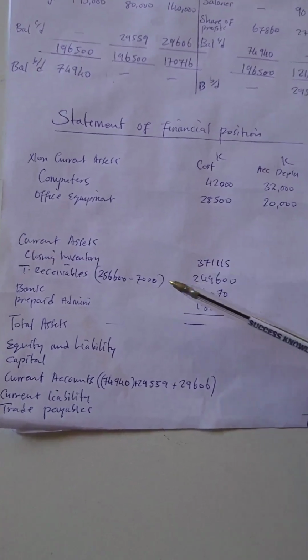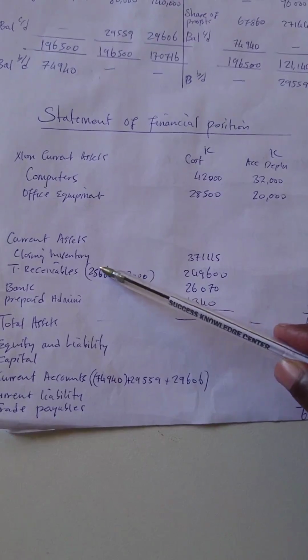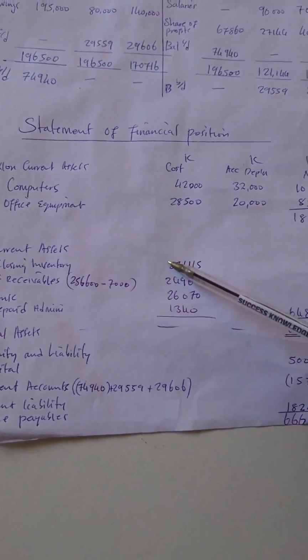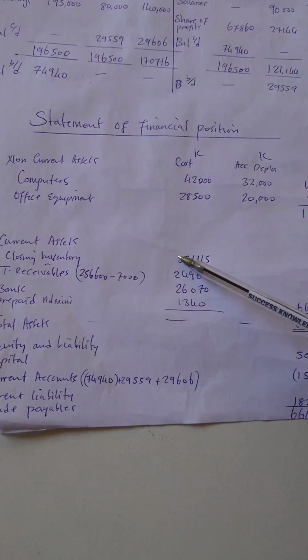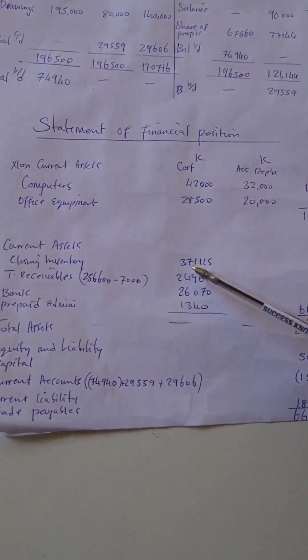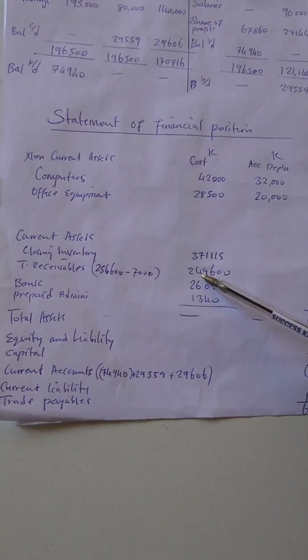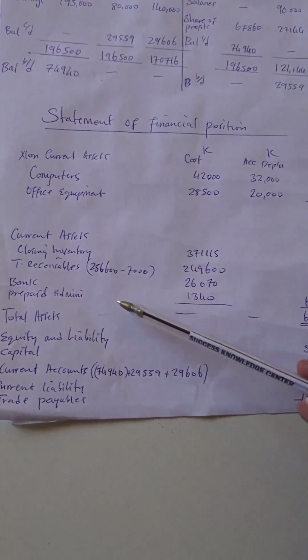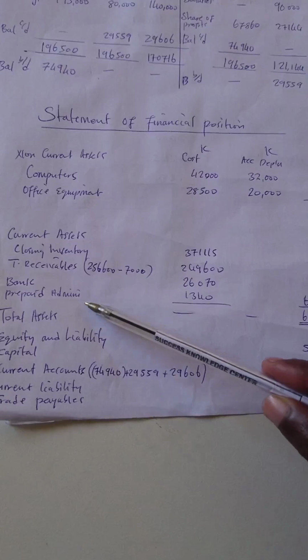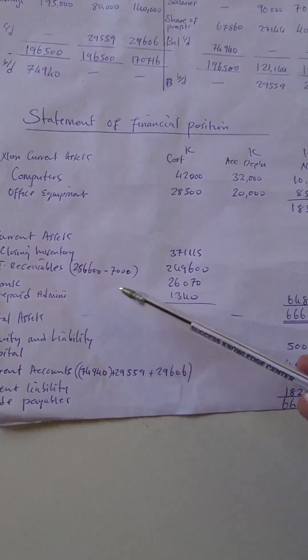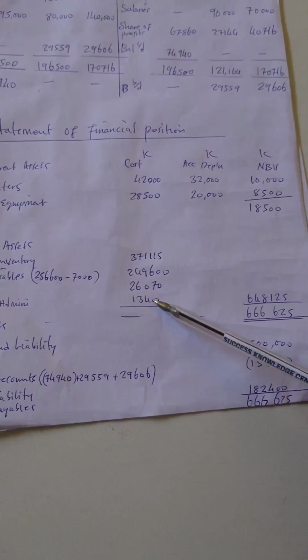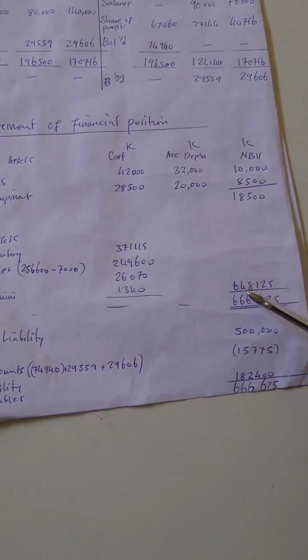Then you're going to put up, of course, the current assets from the data that we had. Closing inventory is a current asset. Trade receivables, bank and prepaid administration. We overpaid for administration expenses, so it's a prepaid. Okay, these are the figures.